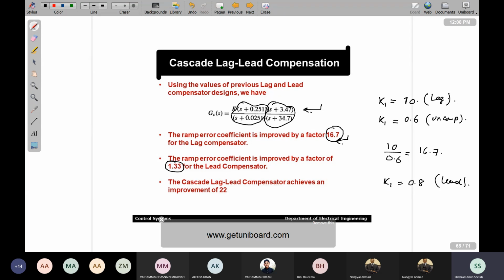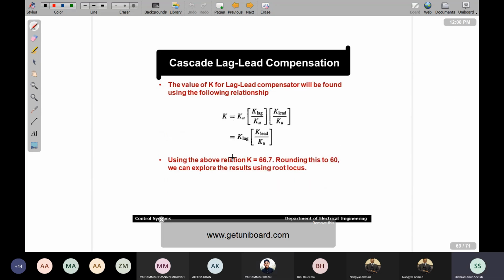times की improvement जो है वो आप achieve करेंगे by using this cascade compensation, lag lead compensation. Agreed? Yes, sir. Okay.